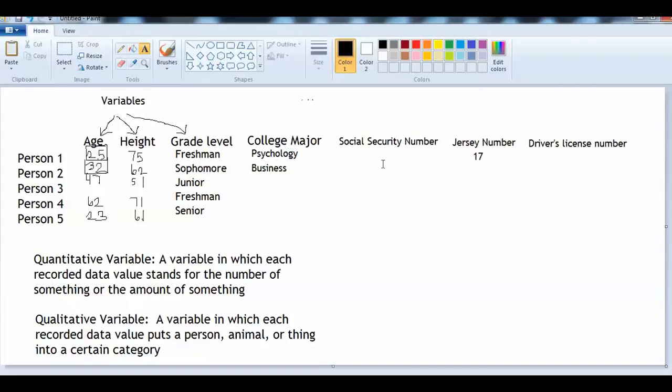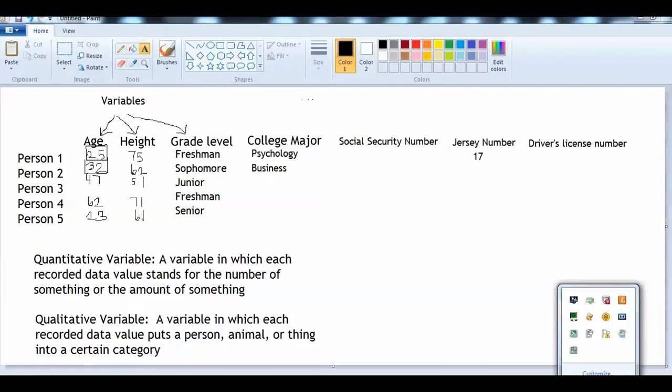Whenever you have variables that just deal with labels, or numbers that are really just labels for people or things, then those variables are actually qualitative. So quantitative means numbers that actually stand for a quantity, and qualitative means the data values are either words, like over here, or meaningless numbers that are just labels. What I mean by meaningless is just numbers that don't actually stand for amounts.